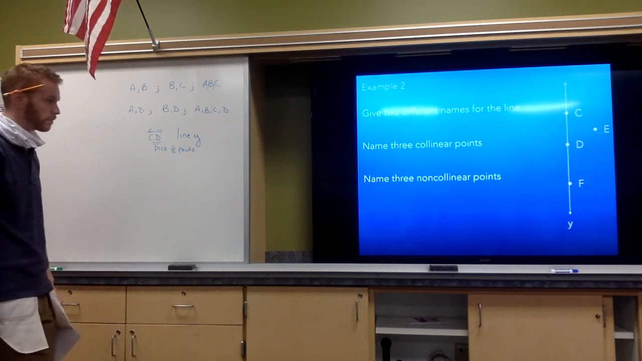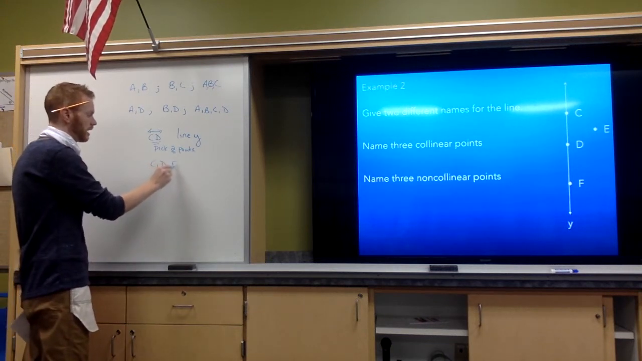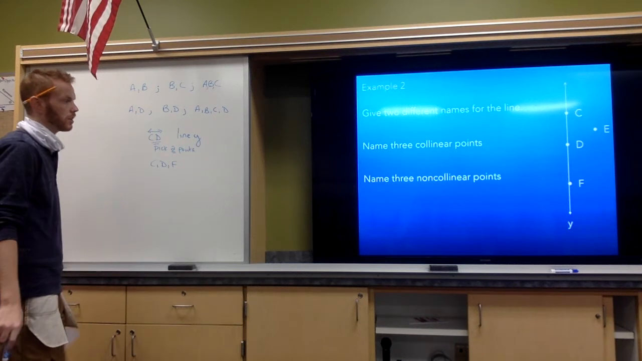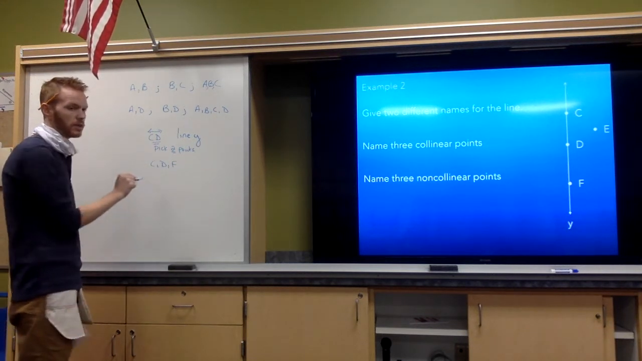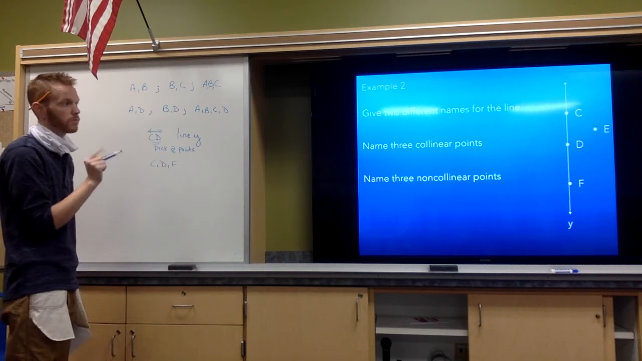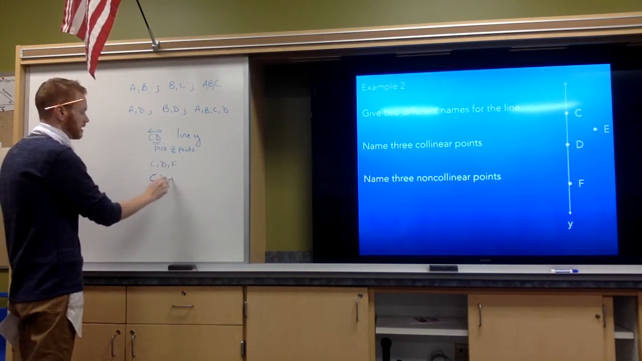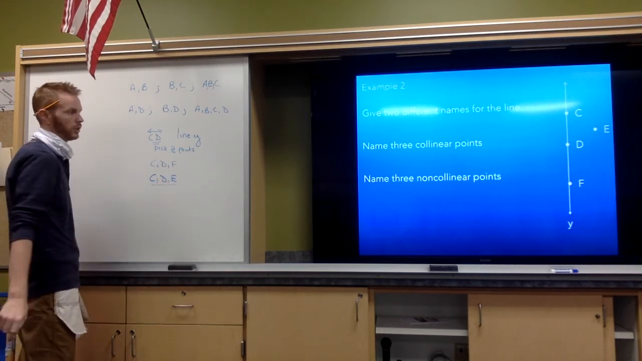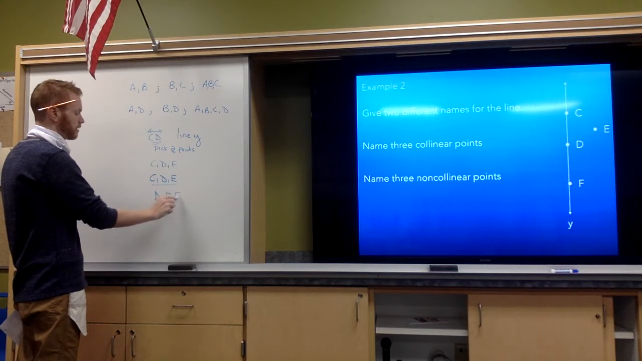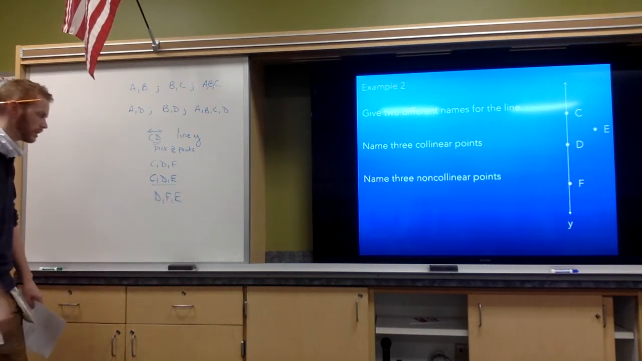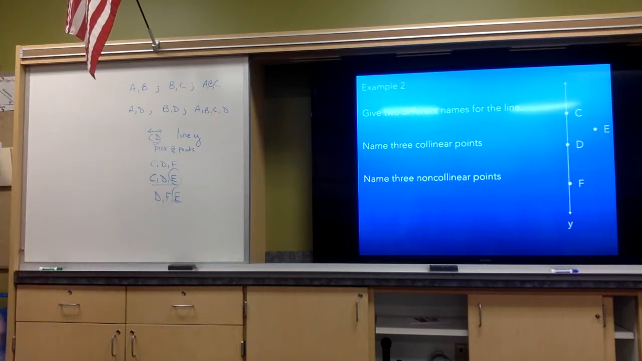Name 3 collinear points. Well, there's only 3 of them on there, right? It would be C, D, and F. They're all on the same line. 3 non-collinear points. Well, it's any combination of these points, making sure you include E. So you could say C, D, and E. Those would be non-collinear. They're not on the same line. You could say D, F with E. As long as E is in that list of 3 of them, you have non-collinear points.